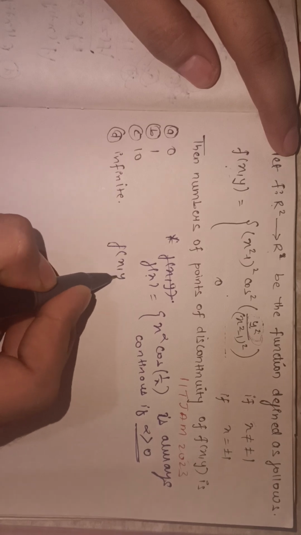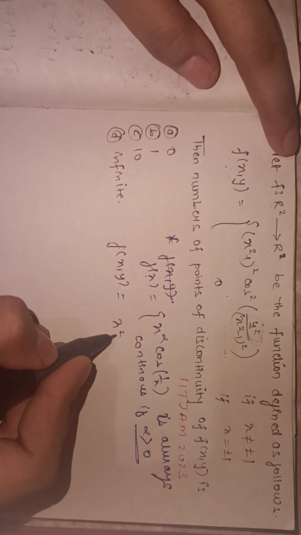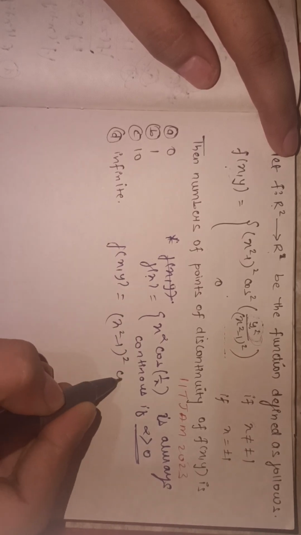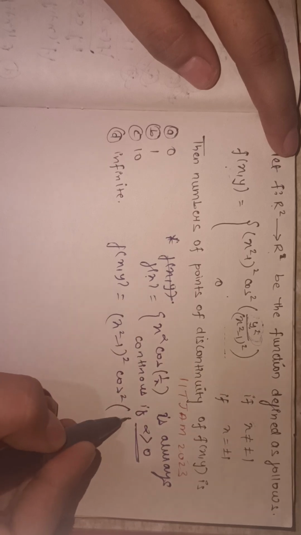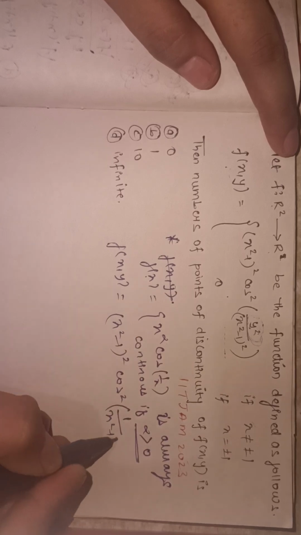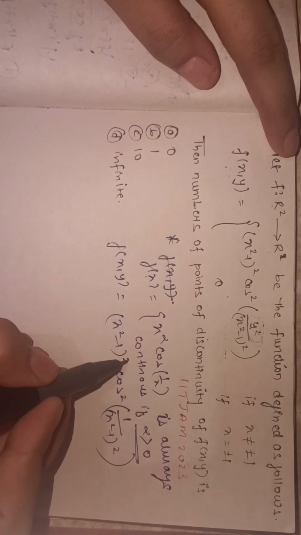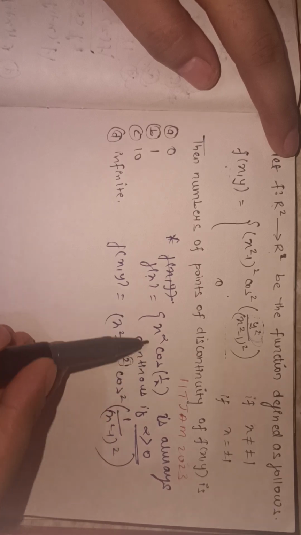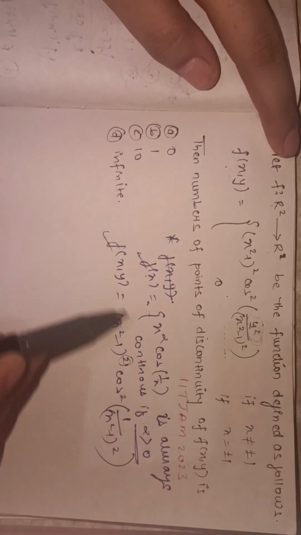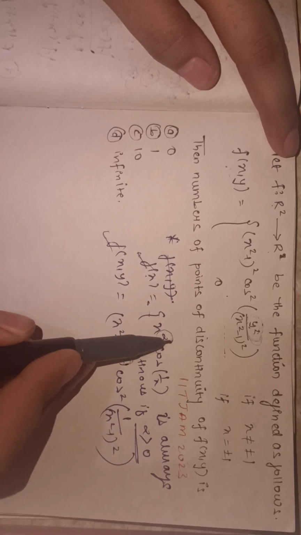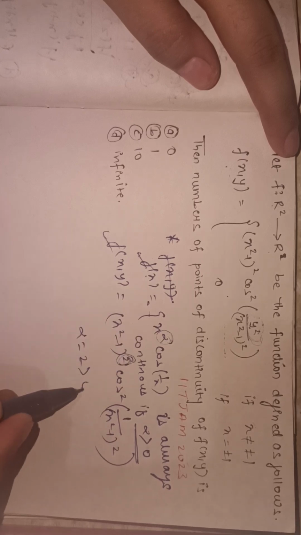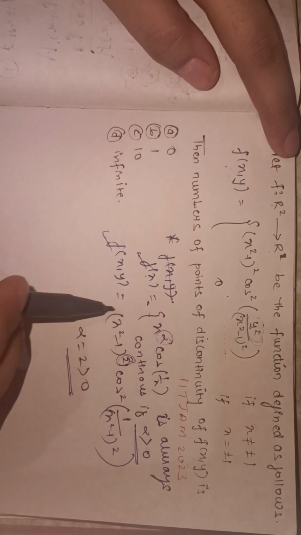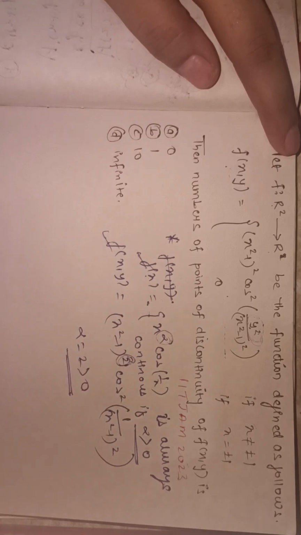By one variable, this is converted into what? f of (x, y), no problem, but (x square minus 1) to the power square times cos square of this function of y, say it is 1, and (x square minus 1) to the power square. We see this behaves as alpha, and comparing this with this, this is alpha and this is also alpha, and this alpha equals 2, which is greater than 0. So this function is always continuous.